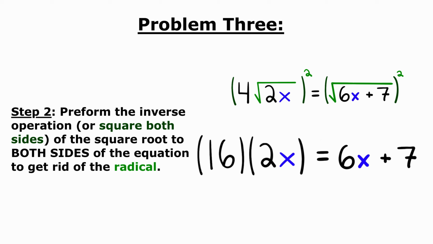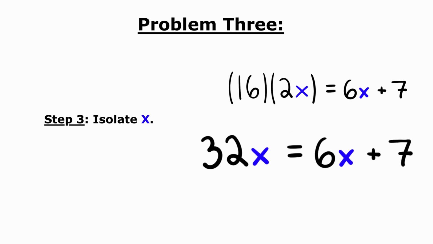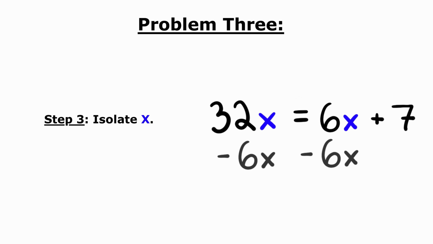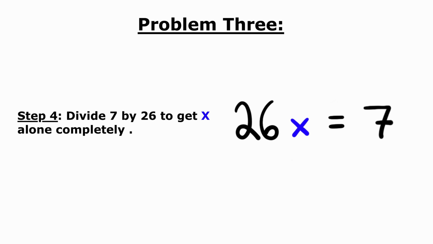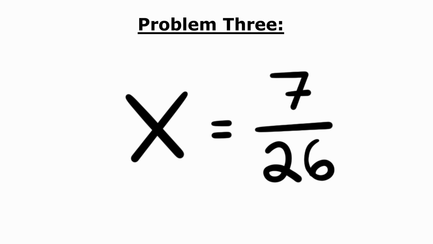Once we clear up the radicals, let's not forget to multiply 16 times 2x. Then we can isolate x by subtracting 6x from both sides. This will leave us with 26x equals 7. So step 4, we divide 7 by 26 to get x alone completely. Therefore, our answer is x equals 7 over 26.